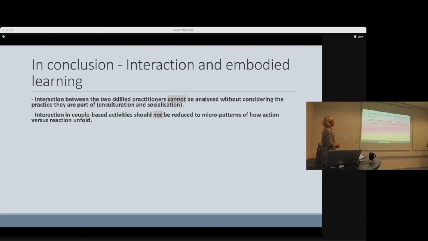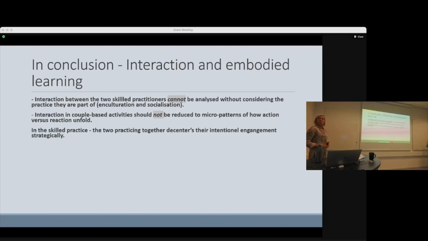Interaction in couple-based activities should not be reduced to micro-patterns of how action versus reaction unfold. I didn't mention it, but you can find analyses that do exactly this. They have a very specific analysis of actions and how actions develop according to reactions. But they don't touch on this kind of flux that you actually experience if you want to take the description seriously. We can get back to that. I'm referring here to Michael Kimmel's work, if somebody knows him. Whose work, sorry? Michael Kimmel.